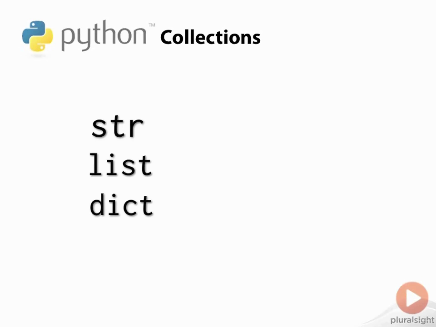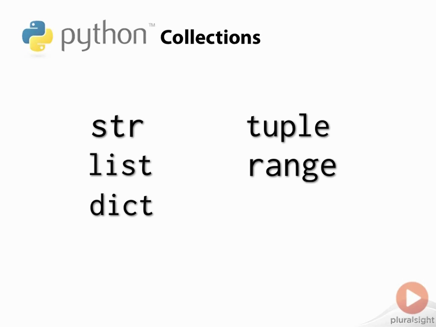We'll also cover some new ones. Tuple, the immutable sequence of objects. Range, for arithmetic progressions of integers. And set, a mutable collection of unique immutable objects. We won't cover the bytes type further here.